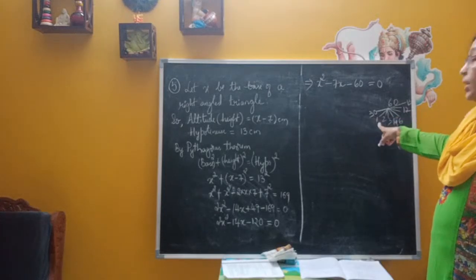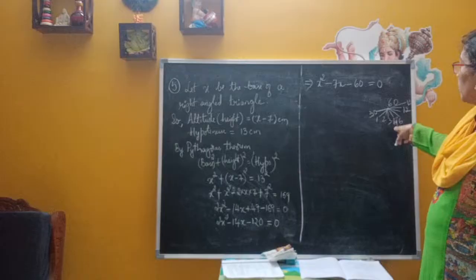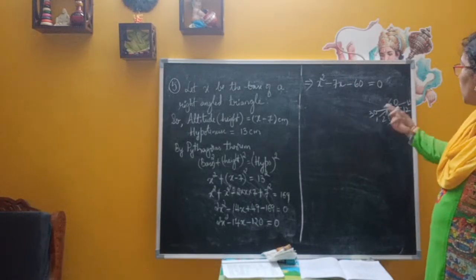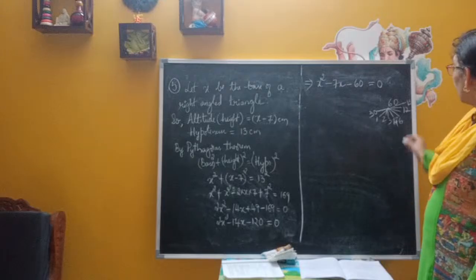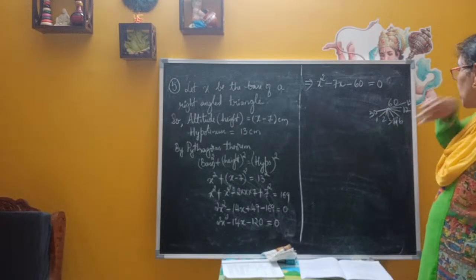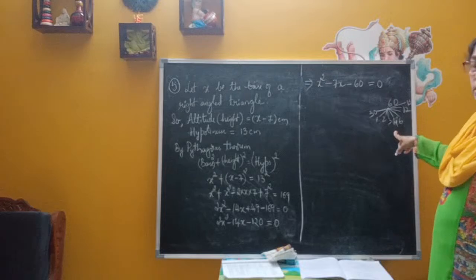Taking 30 and 1 won't work. Taking 32, 30 minus 2 is not 7. If you take 2 and 3, not at all possible. Then 6 and 4: 6 fours are 24, but 6 plus 4 is 10, and 6 minus 4 is 2.